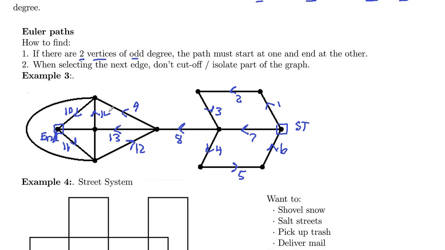So 14, 15, and then 16, and 17, and we got it. So that'd be one way to do it. And you may have a different solution, and that's fine. Graph theory is one case where there may be more than one correct answer. So you don't have to do it my way. As long as you've got 17 edges numbered, and you start here and you end here, you got it.